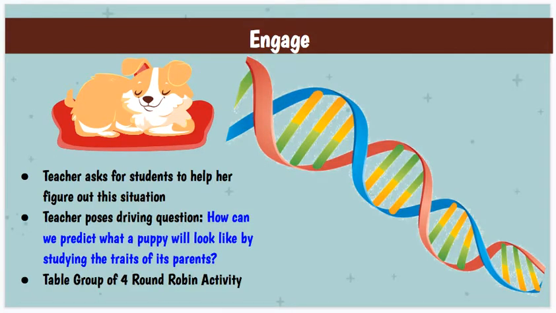Then furthermore, we would also ask students to help her figure out the situation. And we would pose the driving question, how can we predict what a puppy will look like by studying the traits of its parents? They would get into a table group of 4 to do a round robin activity where they would discuss the driving question and their thoughts.